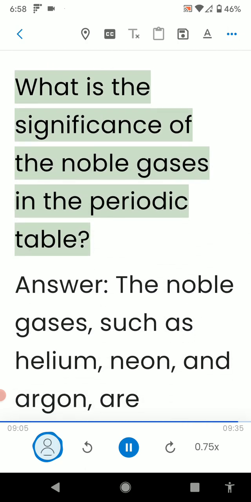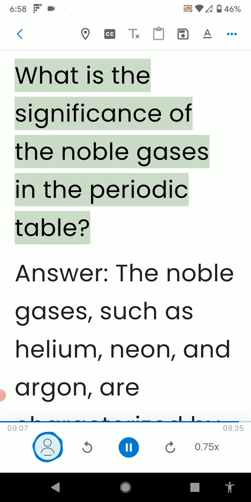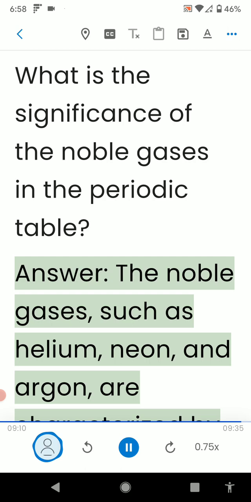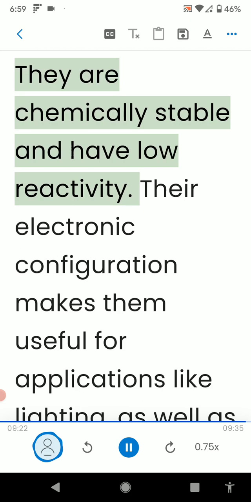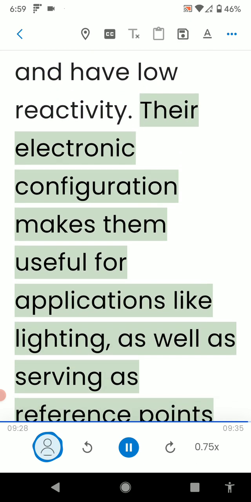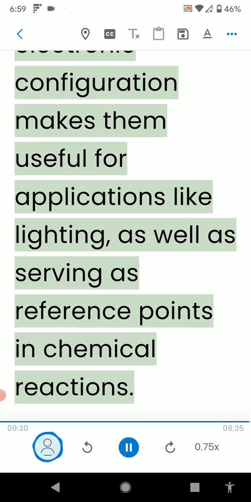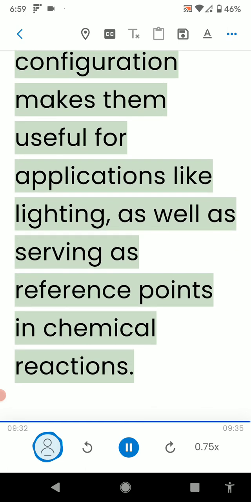What is the significance of the noble gases in the periodic table? Answer: the noble gases, such as helium, neon, and argon, are characterized by having a full outer electron shell. They are chemically stable and have low reactivity. Their electronic configuration makes them useful for applications like lighting, as well as serving as reference points in chemical reactions.